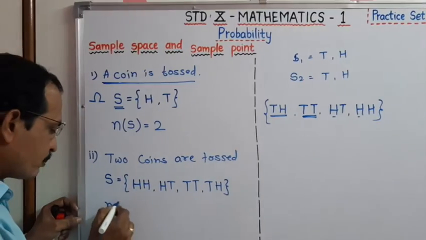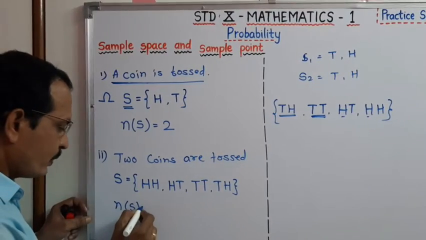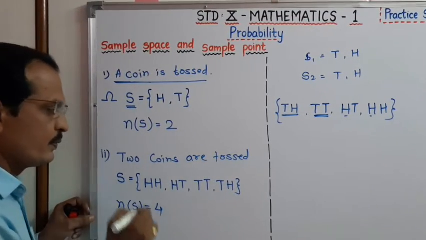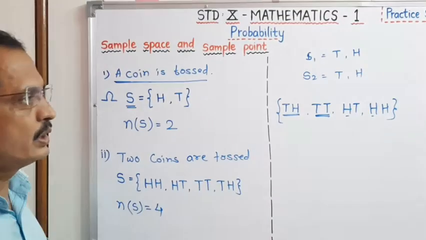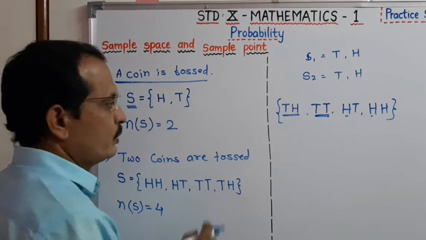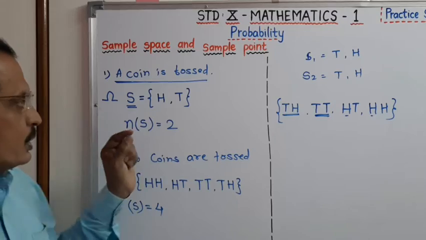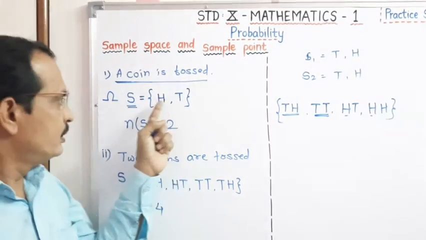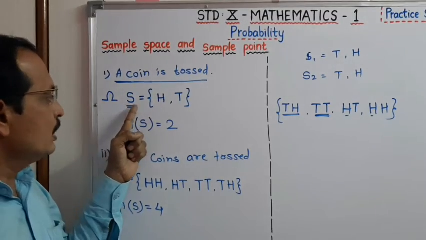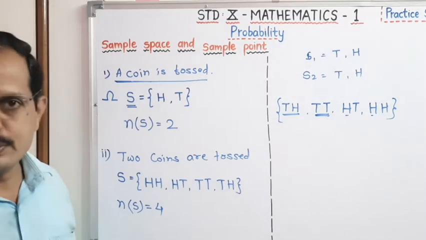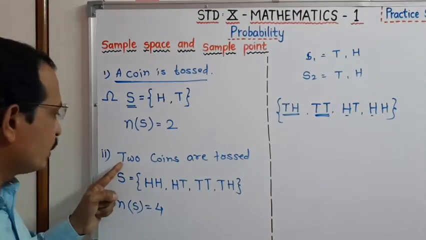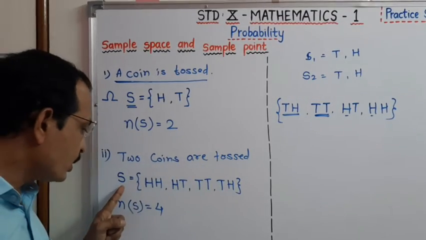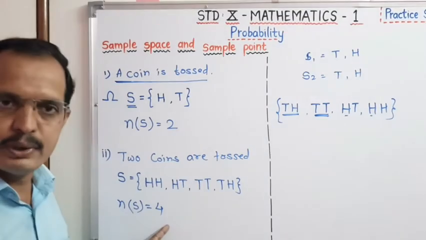And what are the sample points? Number of S is equal to 4. Got it? See, dear student, now we have to find out. If we toss one coin, then the number of sample points will be 2. If two coins are tossed, the number of sample points will be 4.